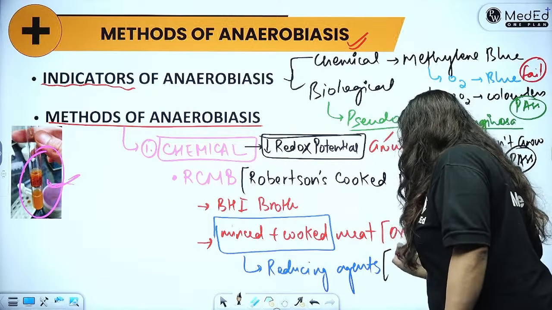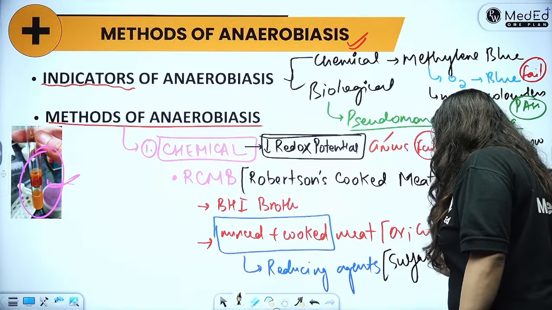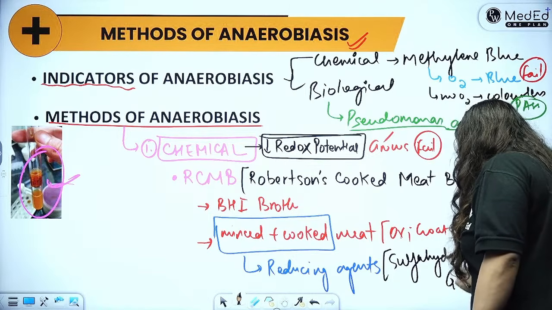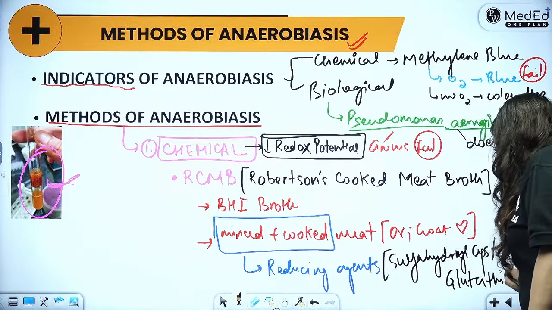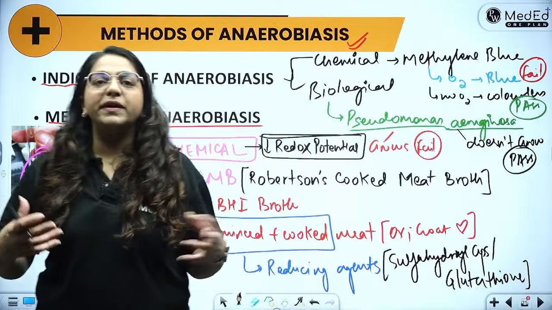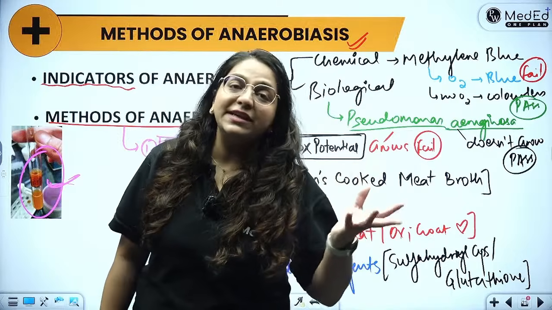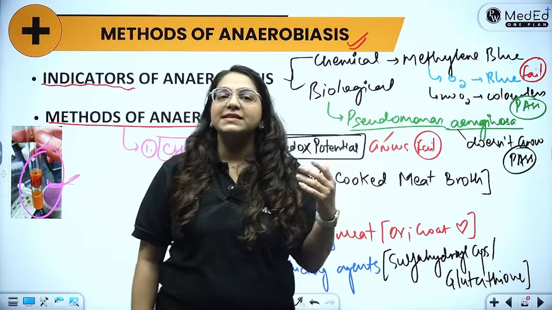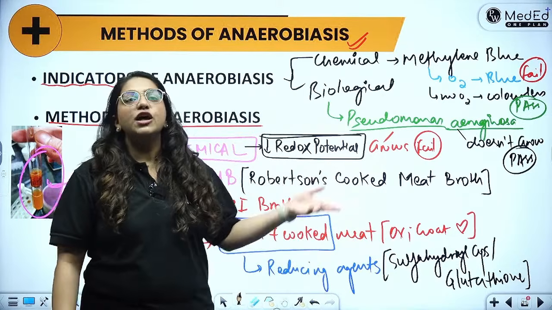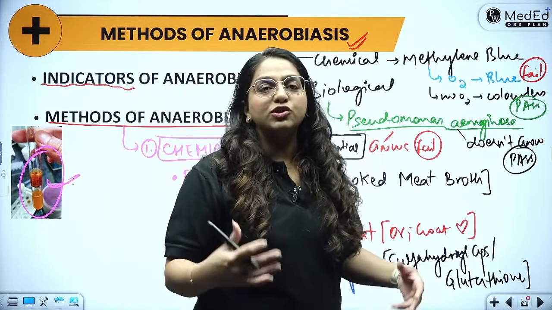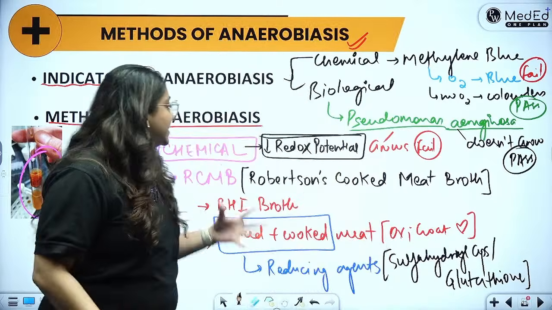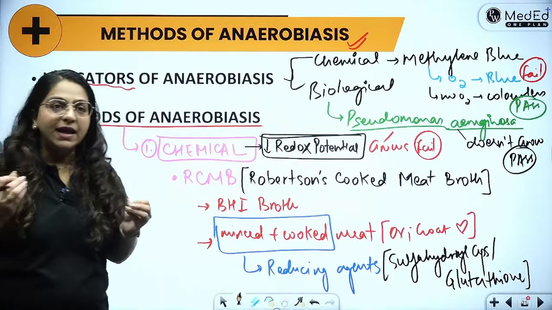And what are these reducing agents? It's the sulfhydryl groups and glutathione. Those of you who are into beauty, they know that glutathione these days is very big in youthful appearance of people. So what is aging? Aging is oxidation. So something which is an antioxidant prevents aging. So glutathione is an antioxidant. Something which is an antioxidant is a reducing agent. So even in the Robertson cooked meat broth, the meat which is the goat heart is providing these sulfhydryl groups or the glutathione, which is helping me create this reduced redox potential inside my test tube.